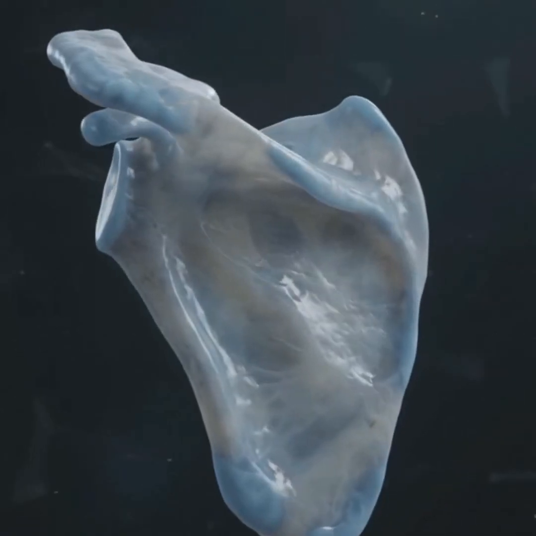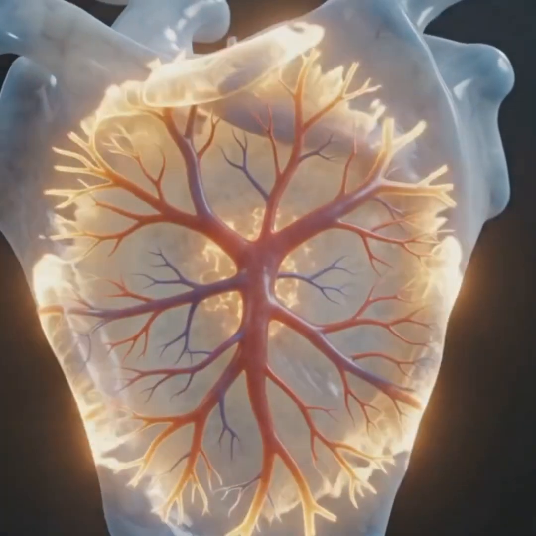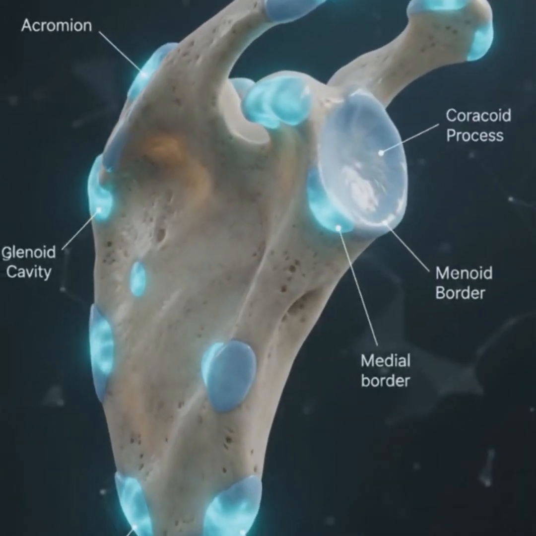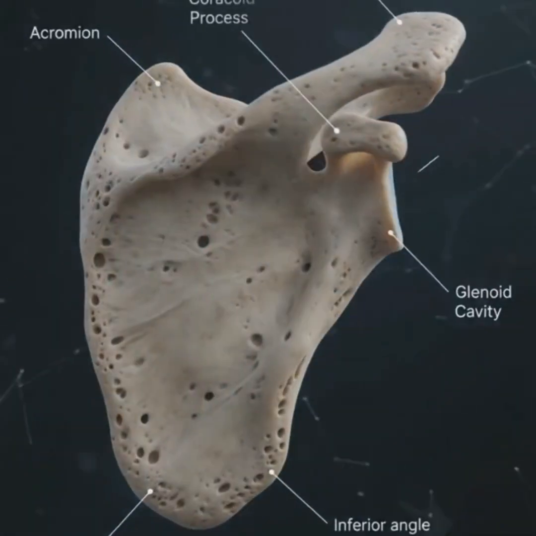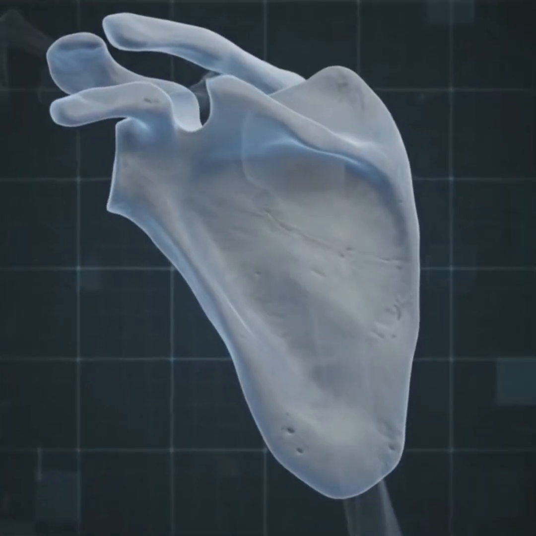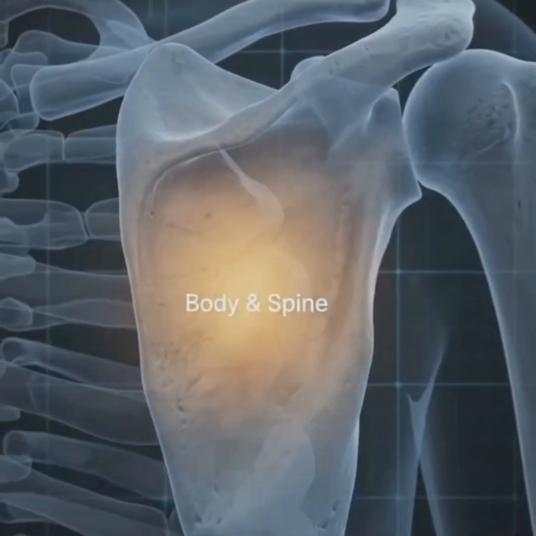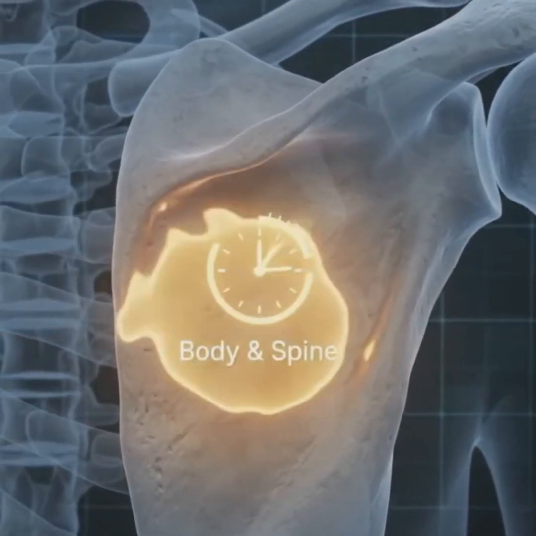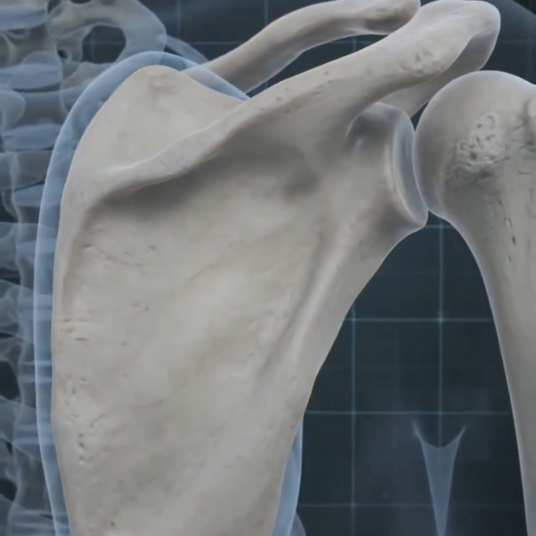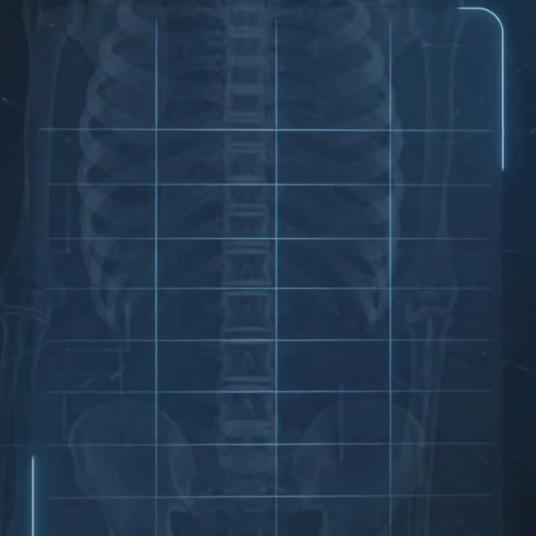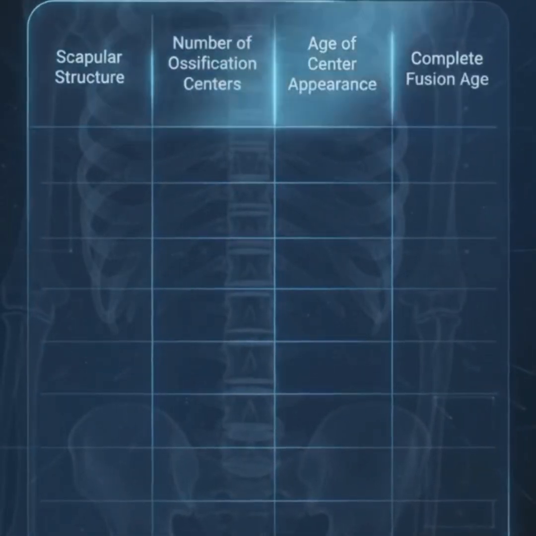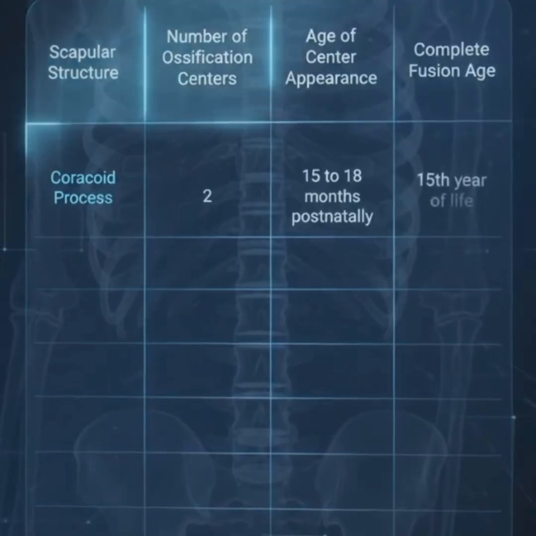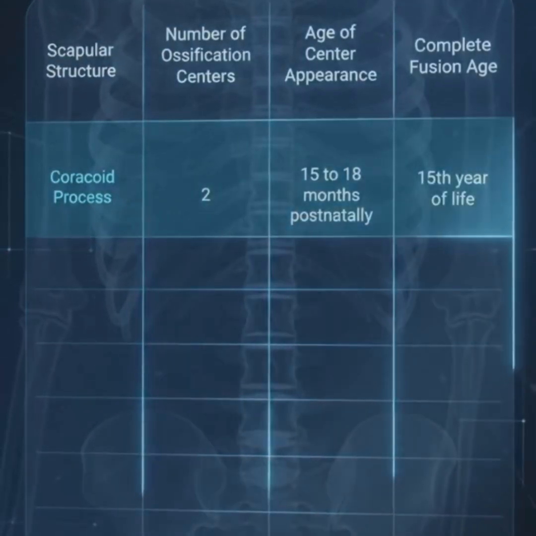The scapula develops through both intramembranous and endochondral ossification. Postnatally, the remaining regions ossify from 7 or more secondary centers. The primary ossification center for the scapular body and spine appears at the 8th week in utero. This center is typically present at birth. Secondary ossification timelines include the scapular structure at 15 to 18 months postnatally, with complete fusion by the 15th year of life.